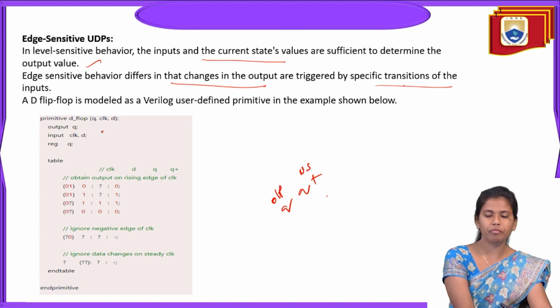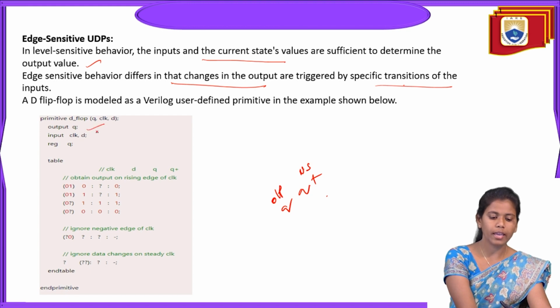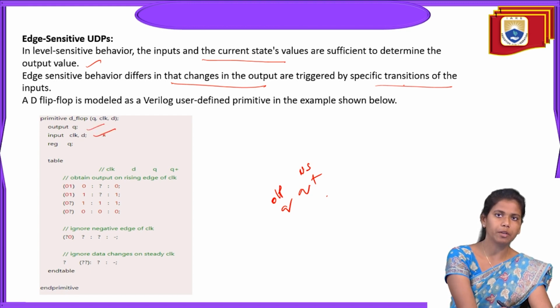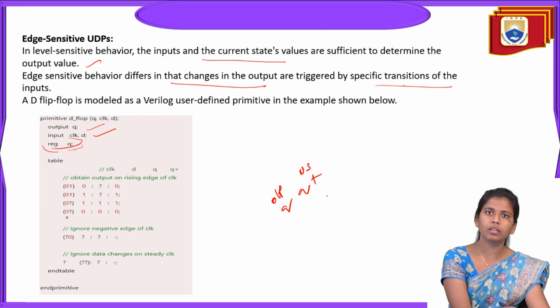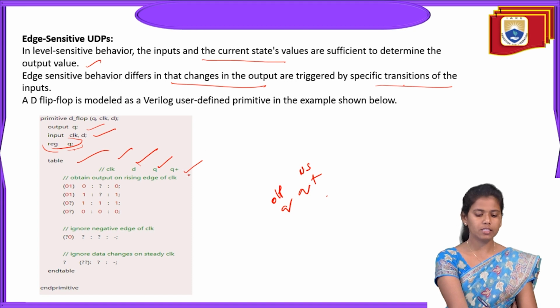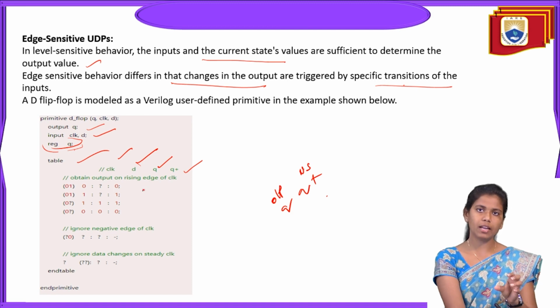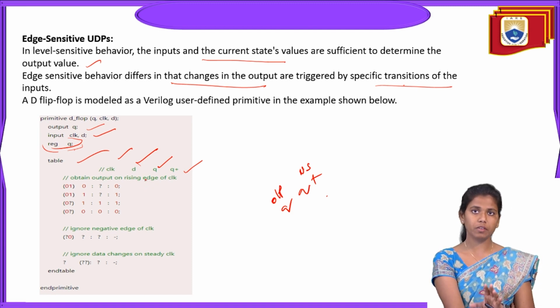So primitive D flip-flop consists of the input D with respect to the input clock signal and output Q. Again we represent the inputs and outputs separately. Here we declare the output as register Q. Then the table goes like this. This table consists of the clock signal and D as inputs, Q as the output, and one more signal, the next state, Q plus. Based on the clock and D inputs, we observe the output, and the next state can also be clearly observed.